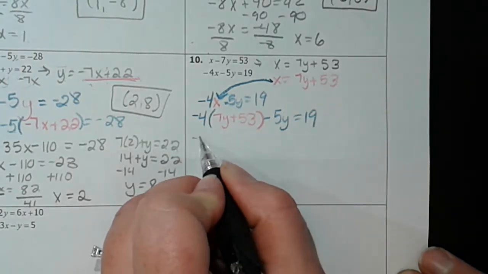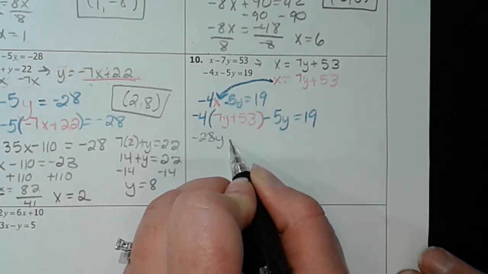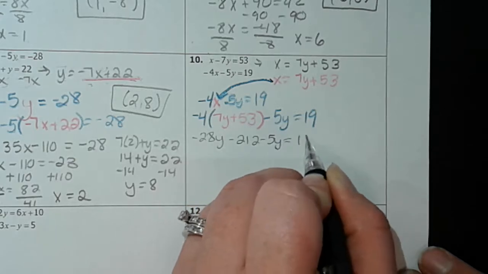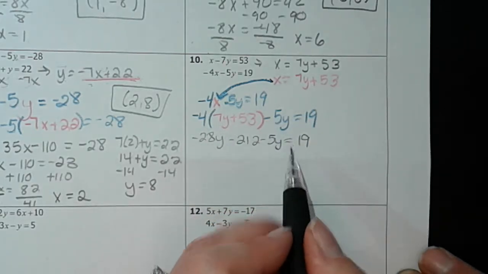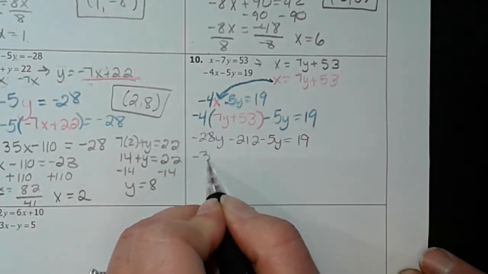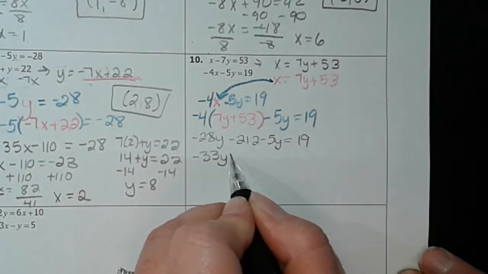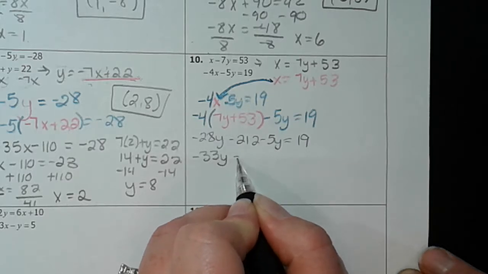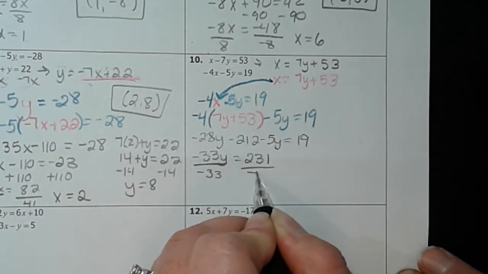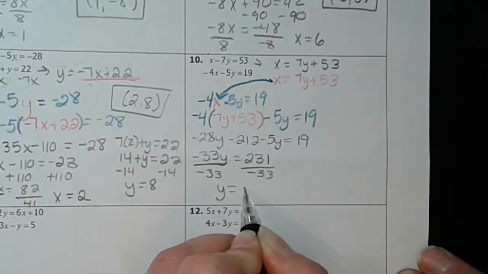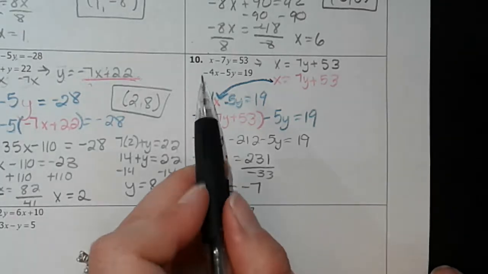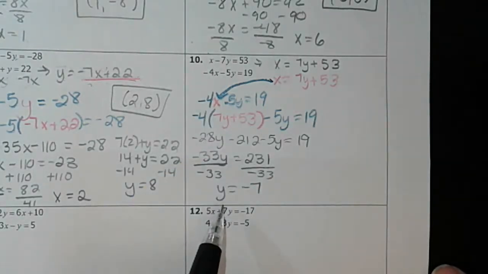We distribute, so we get negative 28y minus 212 minus 5y equals 19. Now notice we only have one variable, so we can solve. So let's combine like terms. This becomes negative 33y. We add 212 to both sides, and we get 231. Divide both sides by negative 33, and we get that y equals negative 7. Okay, so we know that the y coordinate where these two lines cross is negative 7.